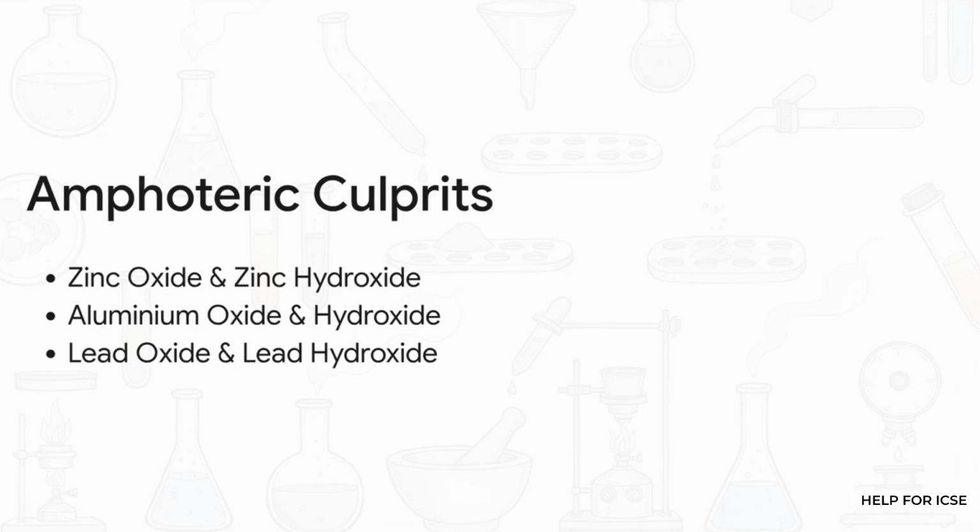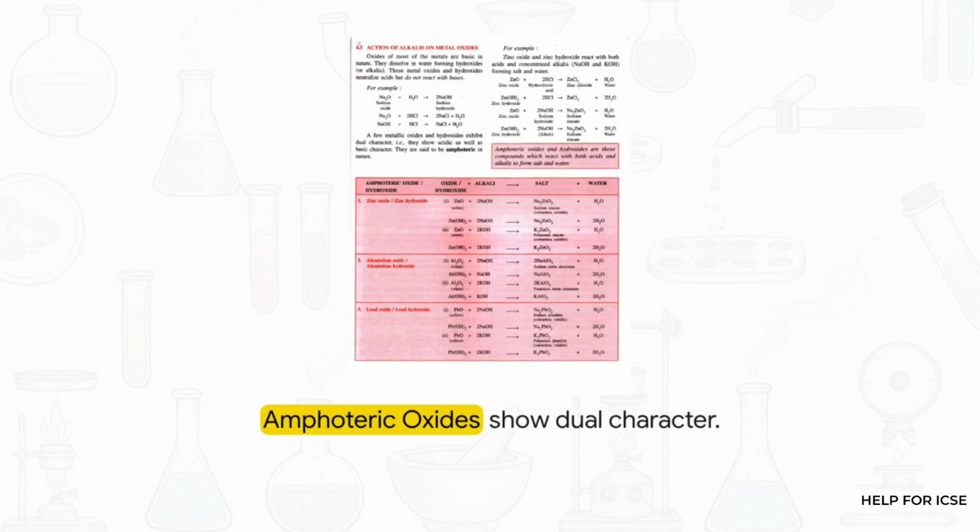Whether they're in their oxide or hydroxide forms, these three elements simply refuse to follow the standard rules. They show both acidic and basic characteristics depending entirely on what you mix them with. We can trace exactly how each of these three metals balances perfectly between acidic and basic behaviors. Aluminum oxide forms sodium meta-aluminate with an alkali, while lead oxide forms sodium plumbite. They seamlessly adapt to their chemical environment to form these unique soluble salts.